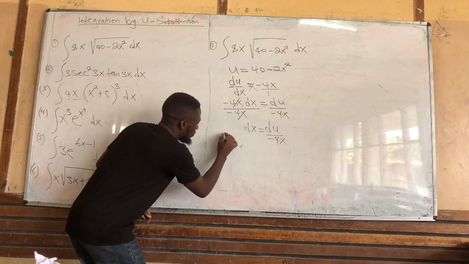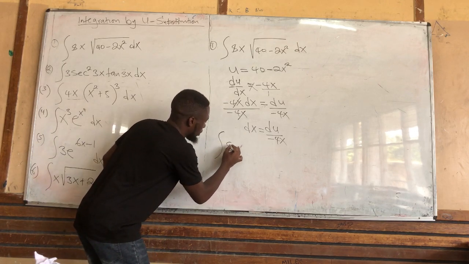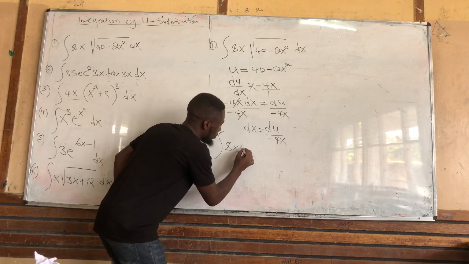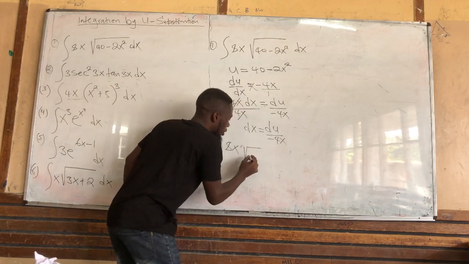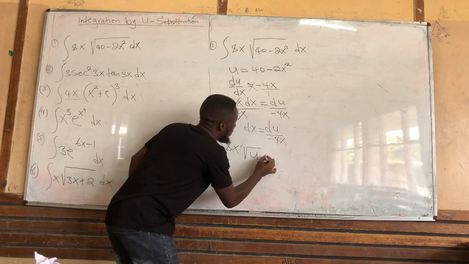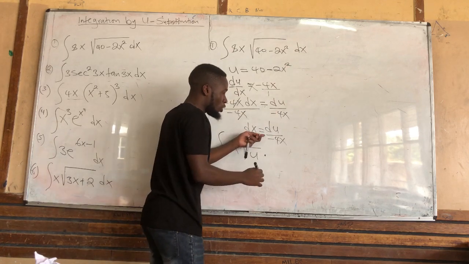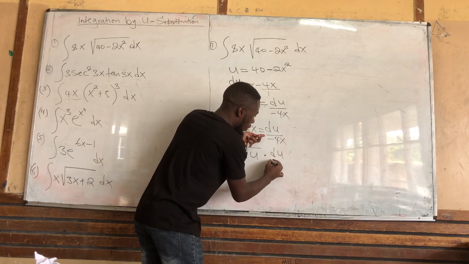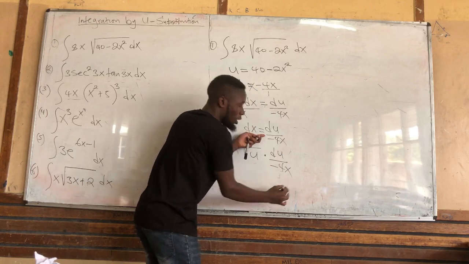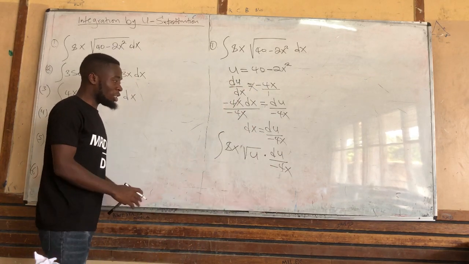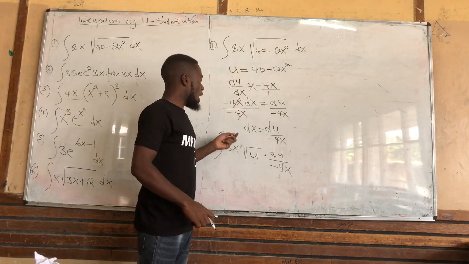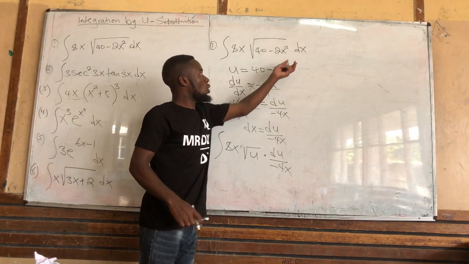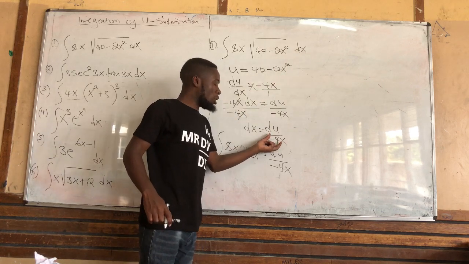So I've got the integral of 8x square root of u, multiplied by dx. What is dx? dx is equal to du over negative 4x. So I've replaced what is inside the square root with u, and we now have the value for dx, which we put here.